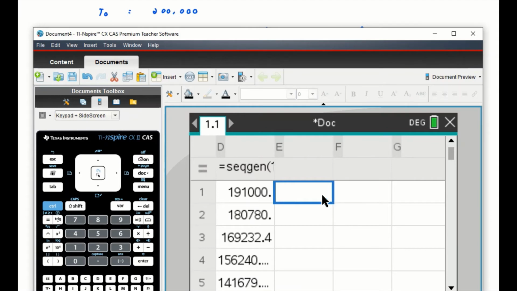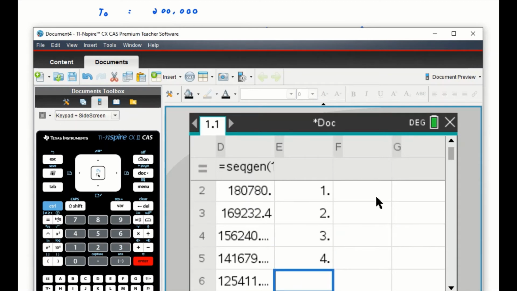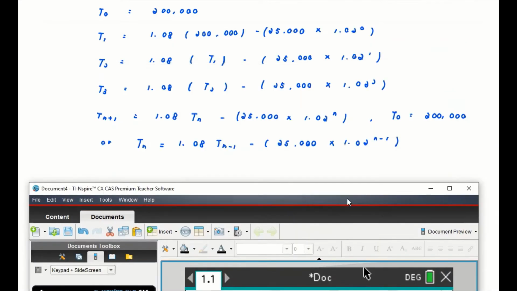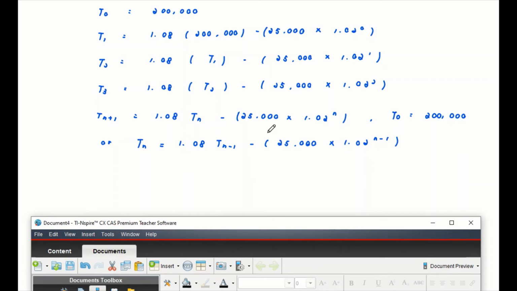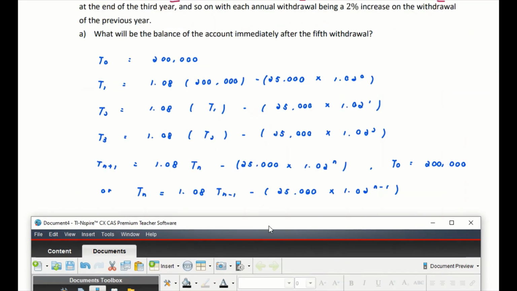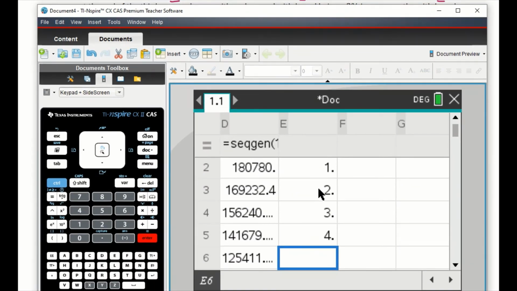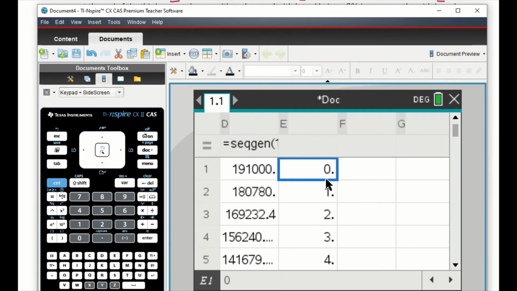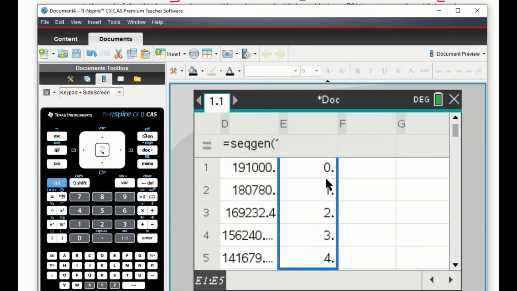So alternatively, you can try to use the method, so 0 0 1 2 3 4. In this case, later we are going to find out how long it will take for the balance in the account to be reduced to 0. So in this case, we might need to continue this. All right, so you just highlight everything that you are having here.